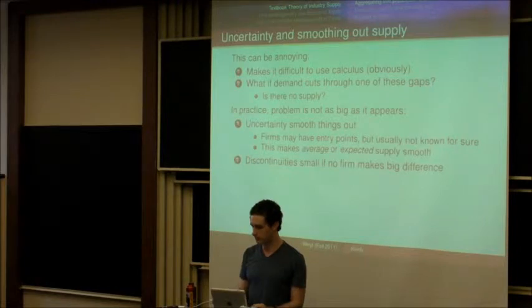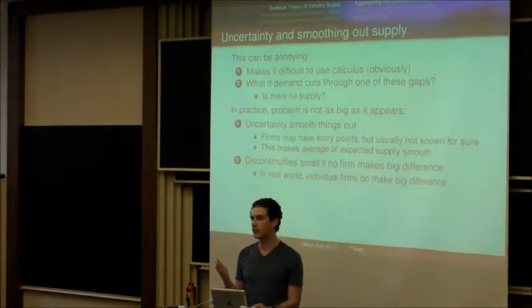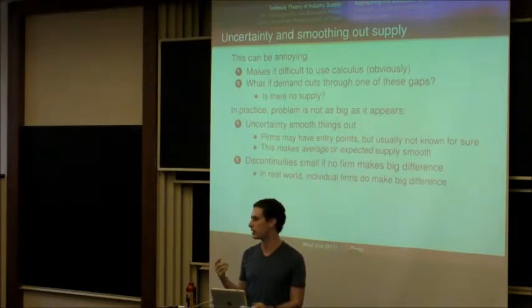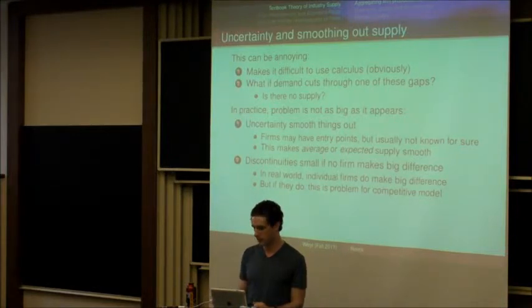The second thing is that these discontinuities have to be small if any given firm is a small part of the market, right? So in the real world, there are some firms which really are quite large and can create a large discontinuity. But to the extent that this is the case, it's not really appropriate to use the competitive price-taking model that we've been using.